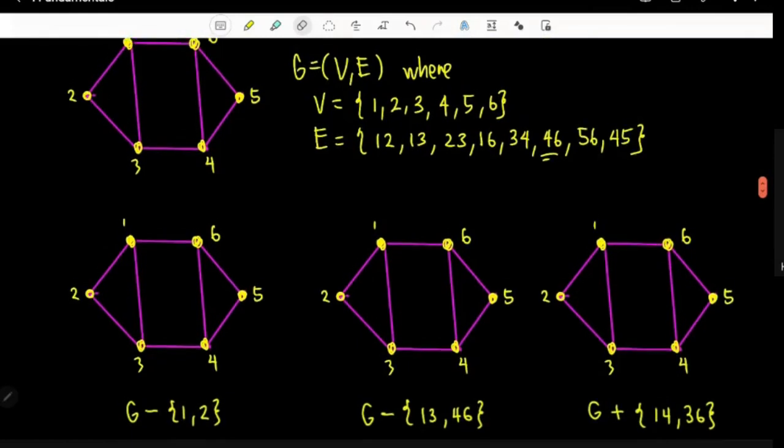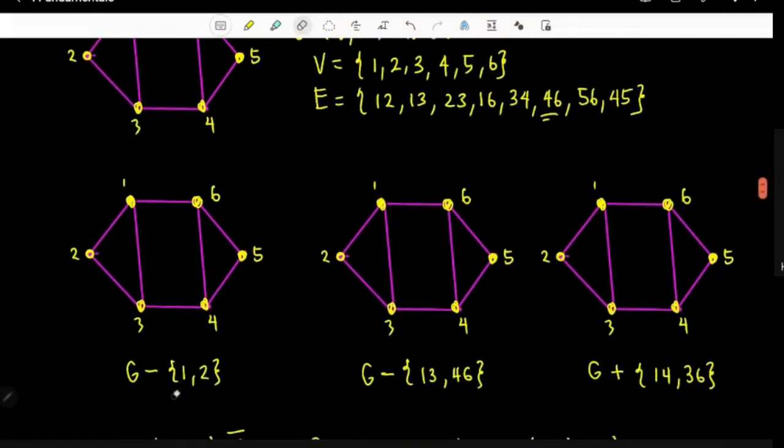Now, tanong, what is G minus 1, 2? Okay. In our representation, this set is not an edge. These are vertices. In our representation, these are vertices, kasi sa representation natin, ito yung mga edges. Ayan para malinaw tayo. Pagka double digit sa representation na to, edges yan. Pag isa lang, vertex yon.